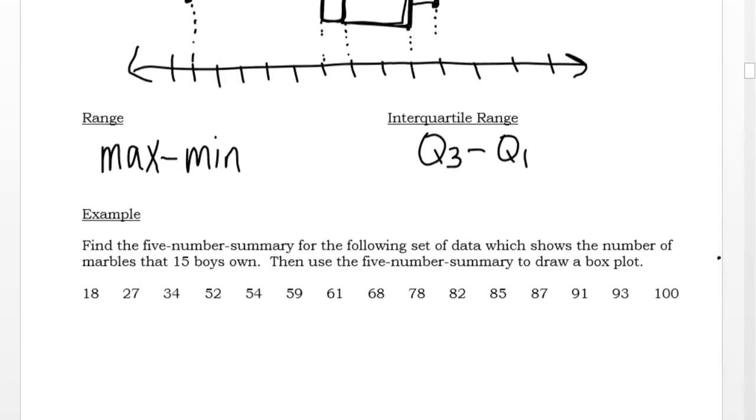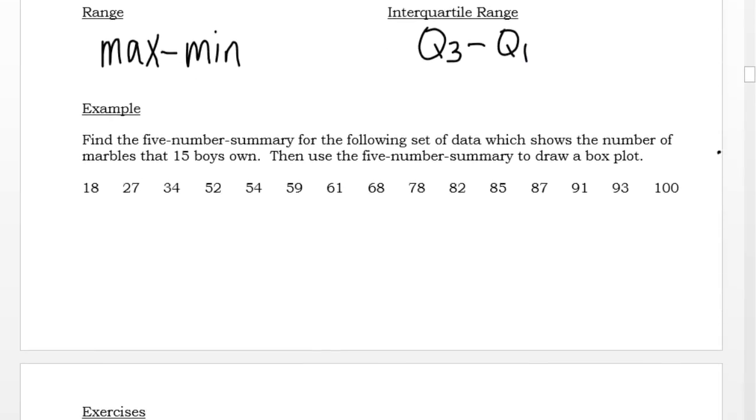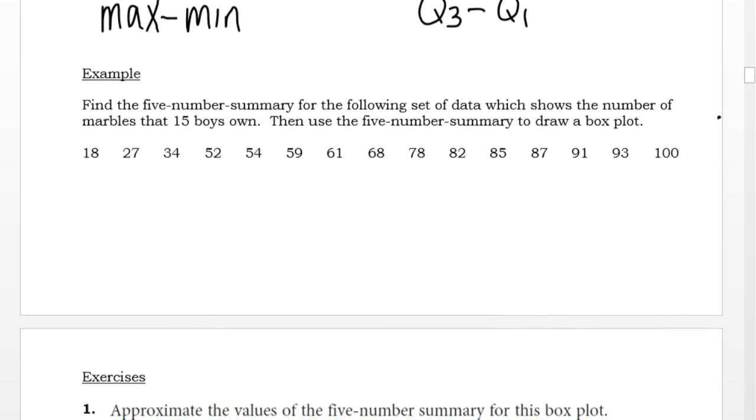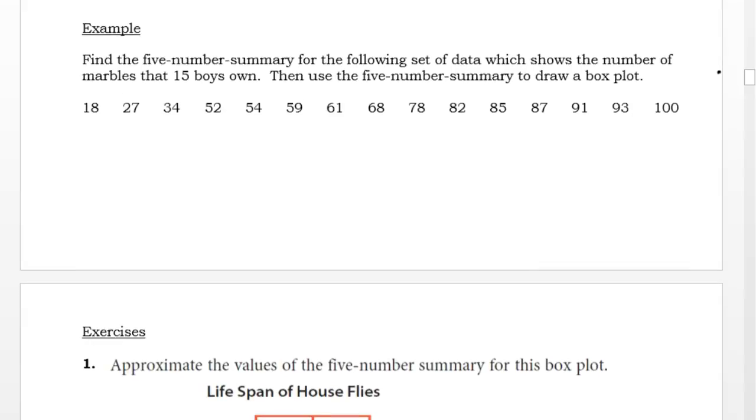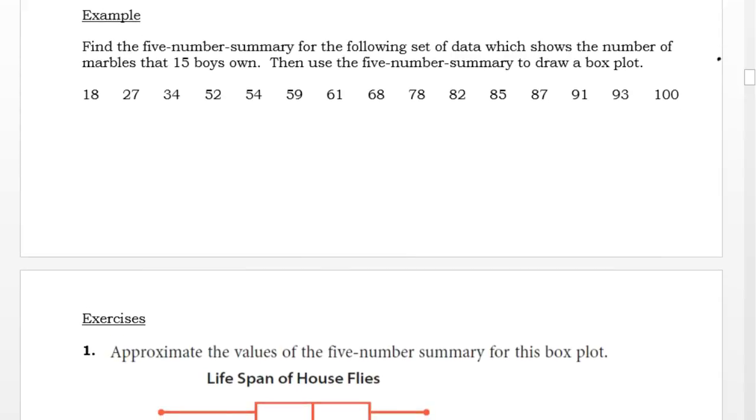Okay, so for our example, I have a list of data that shows the number of marbles that 15 boys own. We're going to find the 5-number summary and then draw a box plot. So these values are already in order, so it's easy to determine the minimum and the maximum. To find the median, we're going to pair up and work our way towards the center of the data.